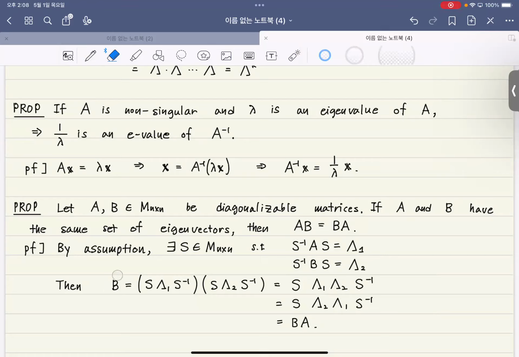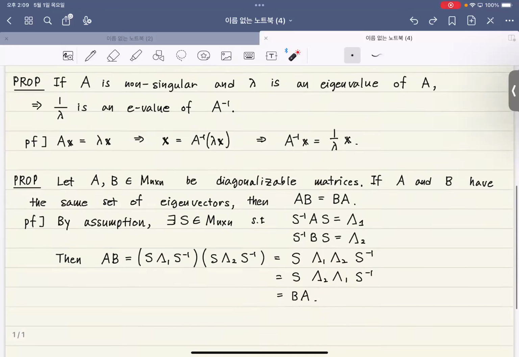Then A times B is S lambda 1 S inverse times S lambda 2 S inverse, which is this. But two diagonal matrices always commute, right? So lambda 1 times lambda 2 is lambda 2 times lambda 1, and therefore this should be B times A. Okay, great.